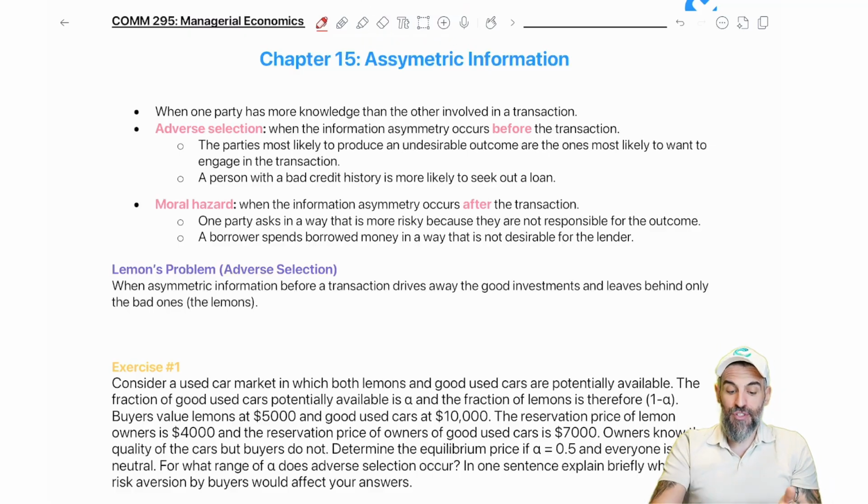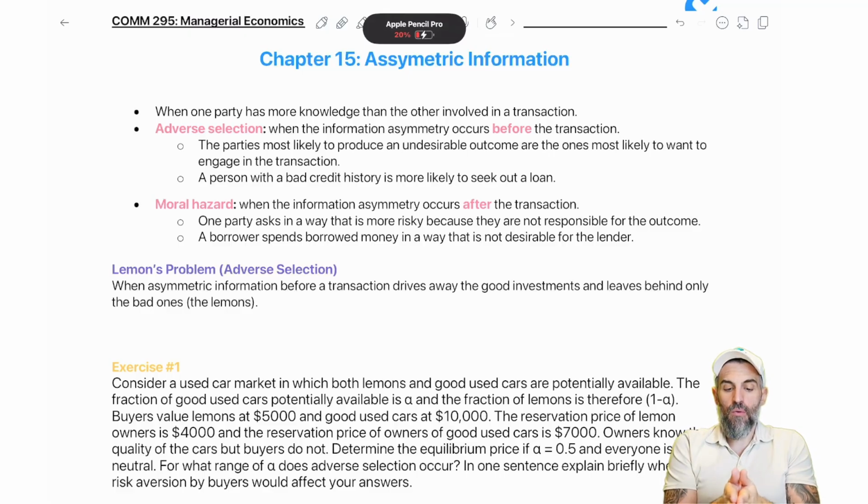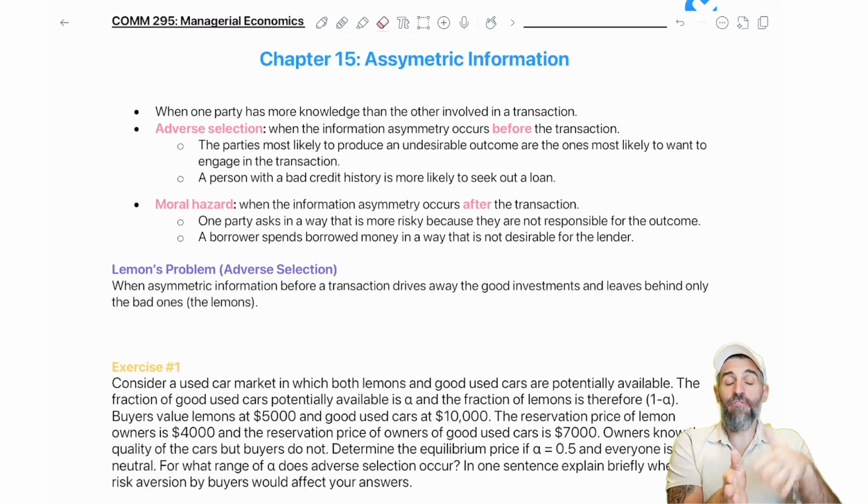There's adverse selection, which you can see here first. Adverse selection occurs when asymmetric information is there prior or before the actual transaction takes place. We'll talk about different examples of that. And then moral hazard is after. Okay, so just remember adverse selection before, moral hazard after. So I'll give you an example.